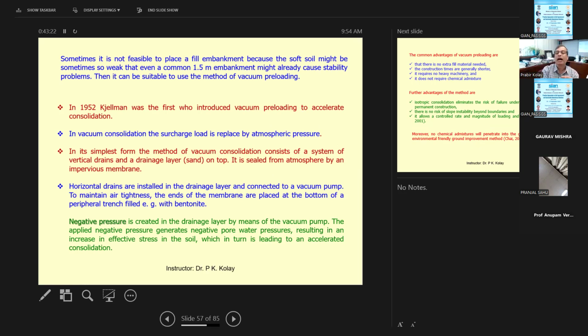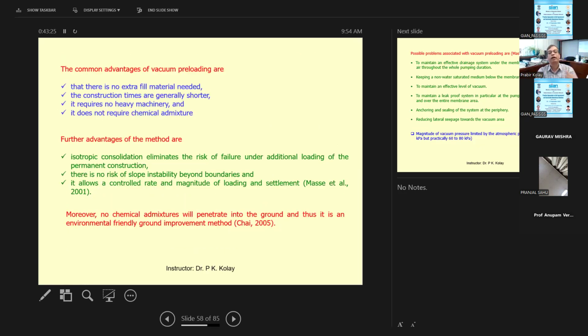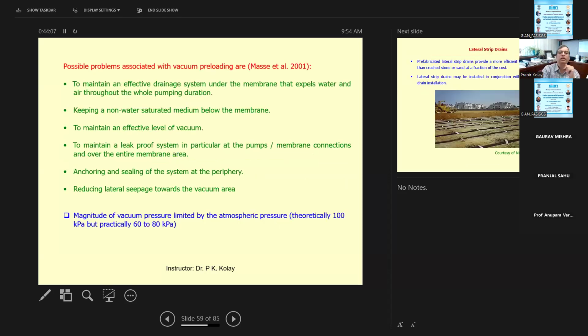You can read this. The common advantages of vacuum preloading are, as I mentioned, no extra fill material is needed. Construction times are generally shorter. It requires no heavy machinery. It doesn't require chemical admixtures. We will talk more about the chemical admixture things later on. Further advantages are isotropic consolidation, which eliminates the risk of failure under additional loading to the permanent structures. There is no risk of slope instability beyond the boundaries. Obviously, in most cases when you use fill material, sometimes the load is too much, and even the preload soil cannot take it because the soil is very soft. And it allows controlled rate and magnitude of loading and settlement. These are a few advantages.